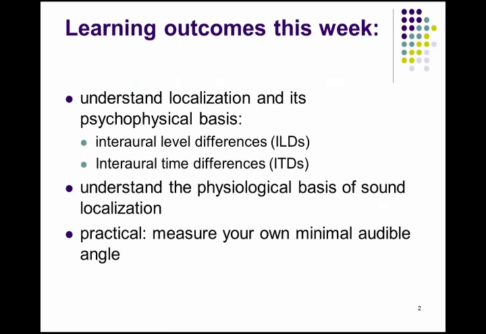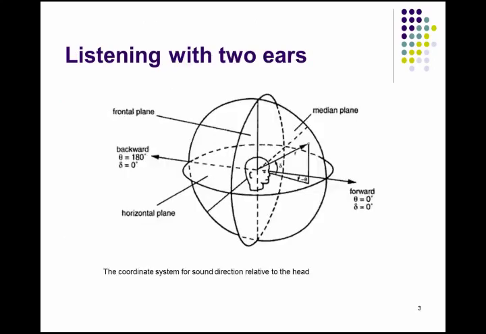Learning outcomes: what we're trying to understand is sound localization. This is what it's all about. Where does the sound come from? And its psychological and physiological basis, talking about interaural level and time differences, and a bit about the physiological basis. Your practical is to measure your own minimum audible angle in an interesting experiment, which will not work particularly well in this room, but it's a good approximation, definitely.